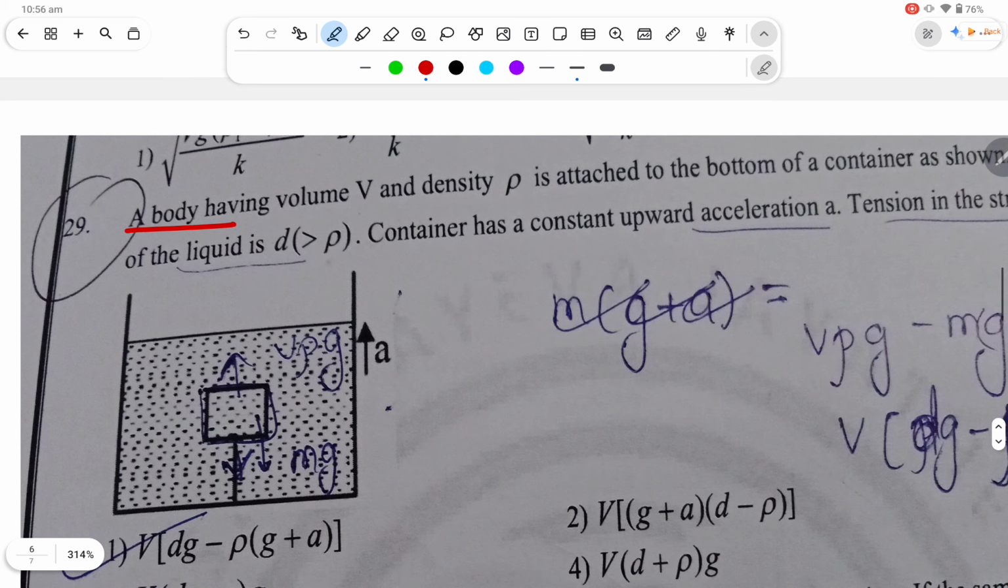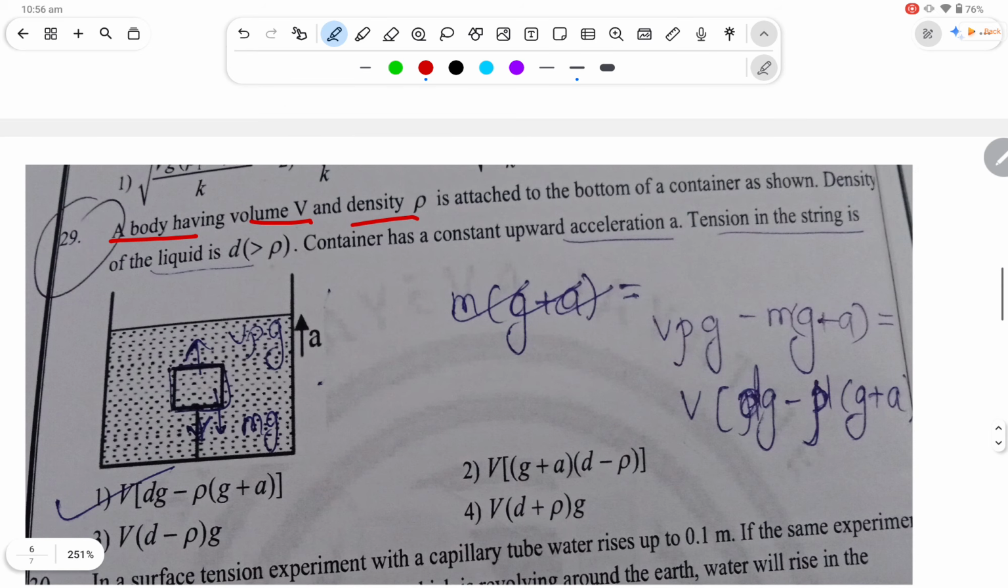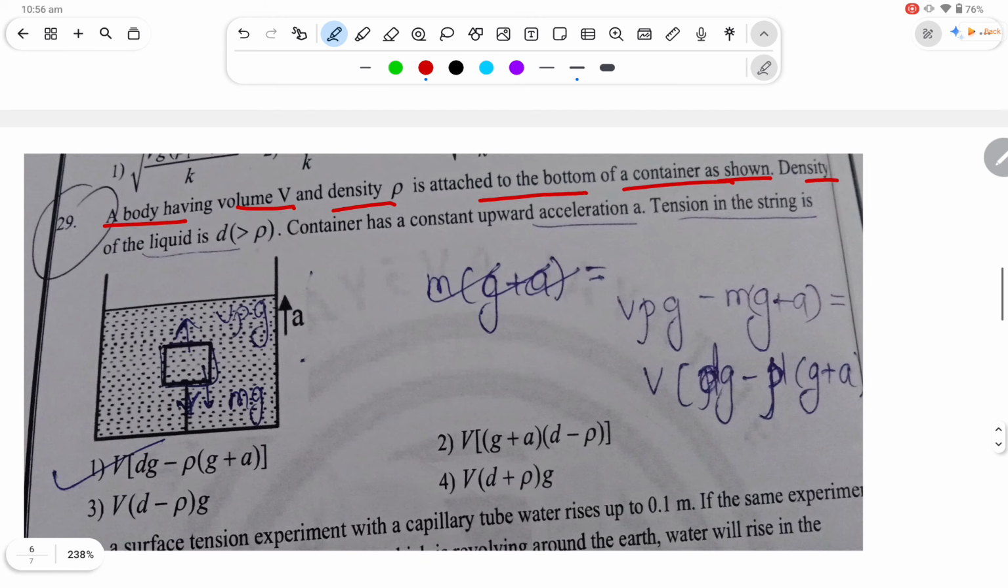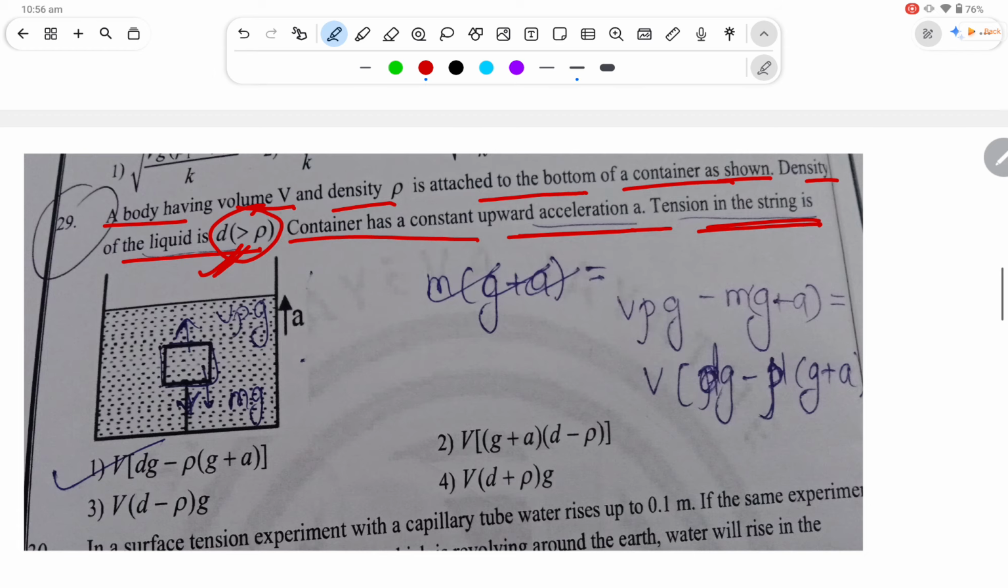So a body has a volume V and a density rho, and it is attached to the bottom of a container as shown in the figure. The density of the liquid is greater than the density of the substance. So what will be the constant acceleration, and there is a tension in the string.